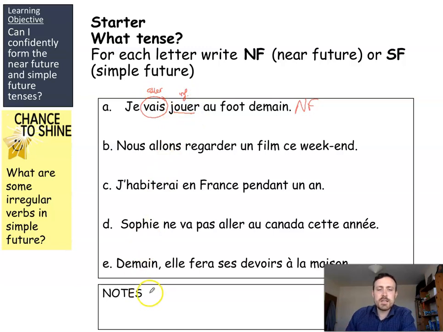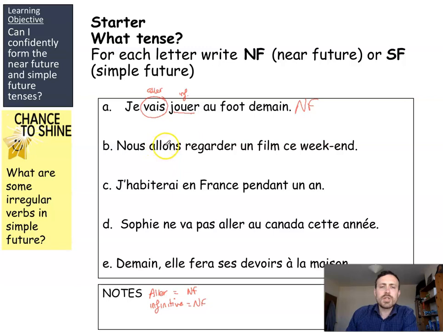If we see the verb aller in there conjugated, it's generally going to be the near future tense, and we're also looking out for an infinitive. If we see a full infinitive with an er, ir, or re, that also is going to mean it's the near future. So the sentence means I'm going to play football tomorrow.